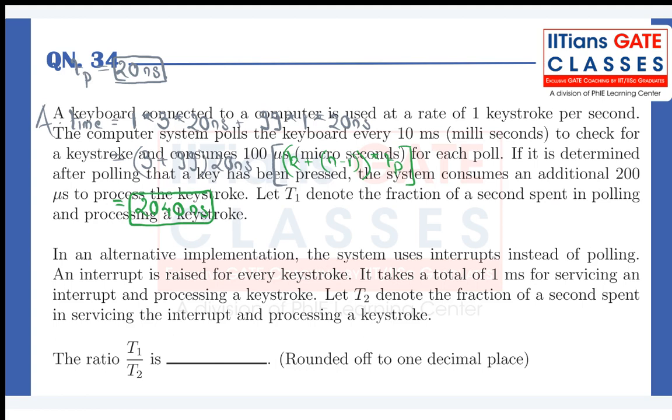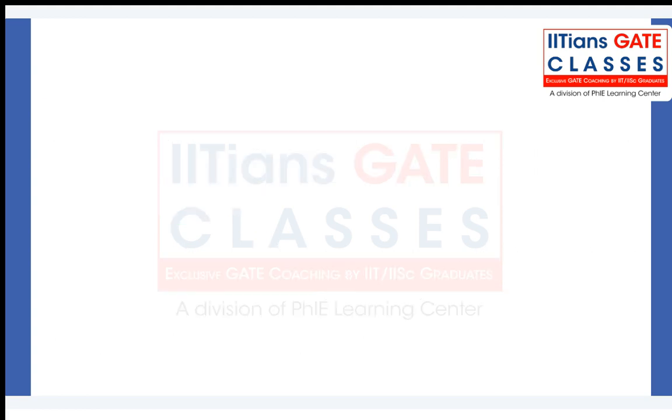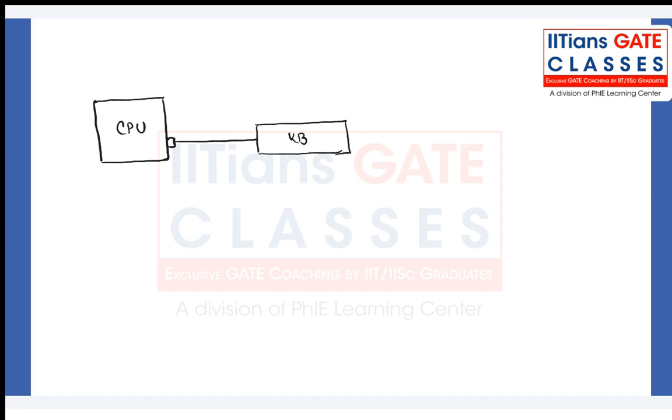See, first understand the concept. There is a computer, this is your CPU, and here is your keyboard. They are connected by some wire, USB keyboard or PS2 keyboard, whatever you call it. There are two methods here. First, let's look at T1. Let's focus on T1, which is the polling mechanism, which was happening in the earlier scenarios.